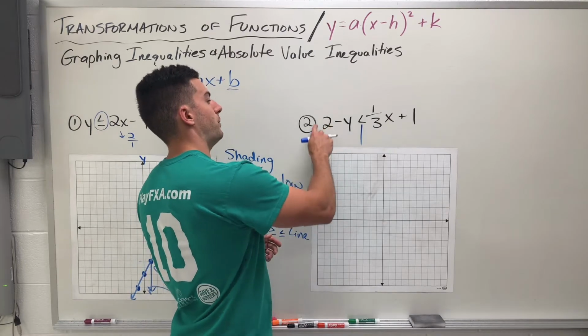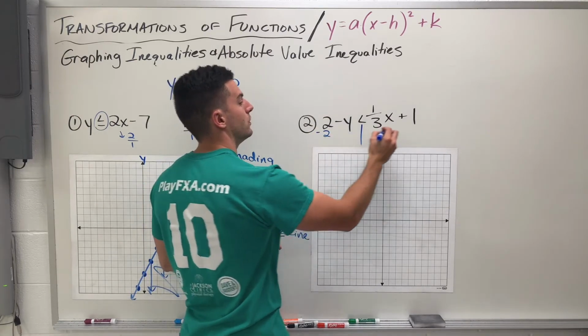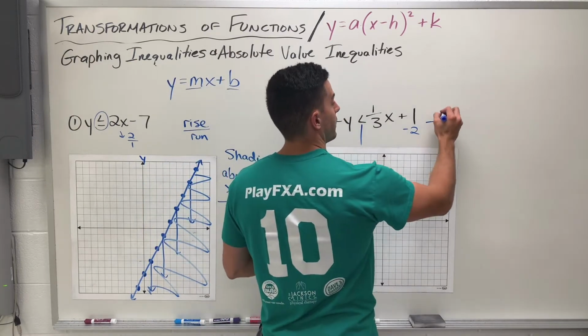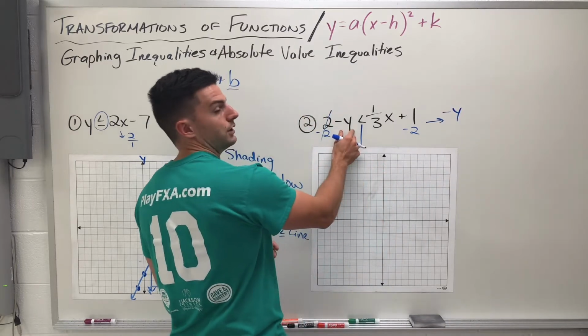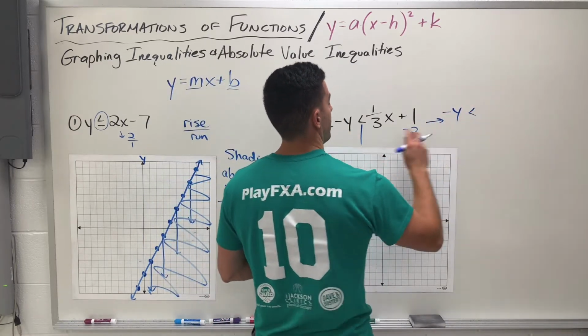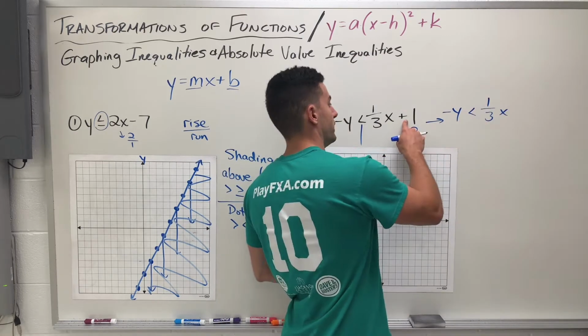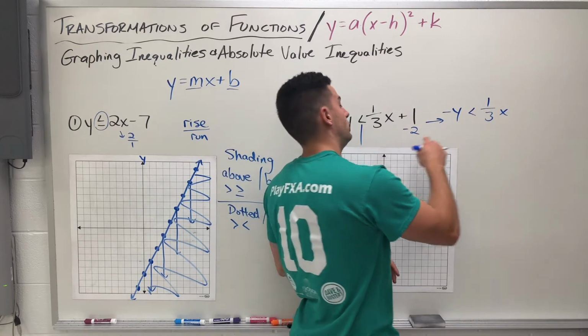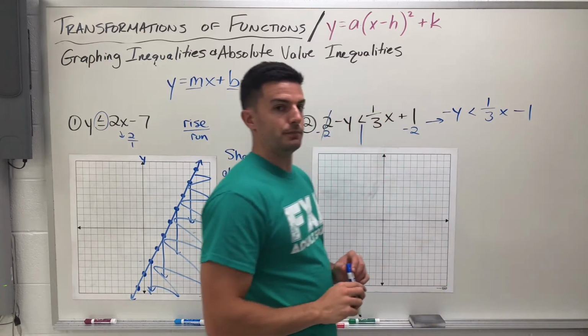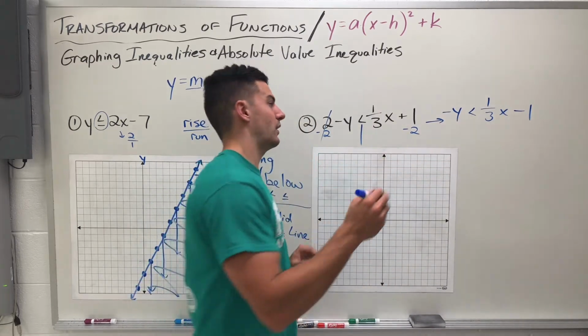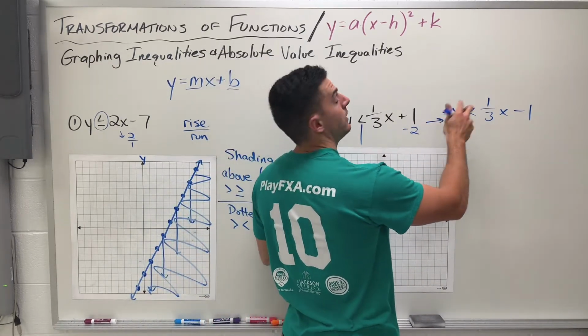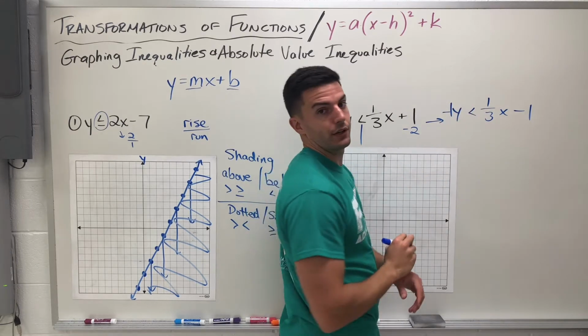Well, I'm going to get rid of this positive 2, so I'm minus 2 from both sides. And I'm left with negative y, right? That's still here. Negative y is less than 1/3 x, but I have positive 1, and then I subtract 2 from that, so I'm left with negative 1. But y is not quite by itself yet, okay? This negative is still here.